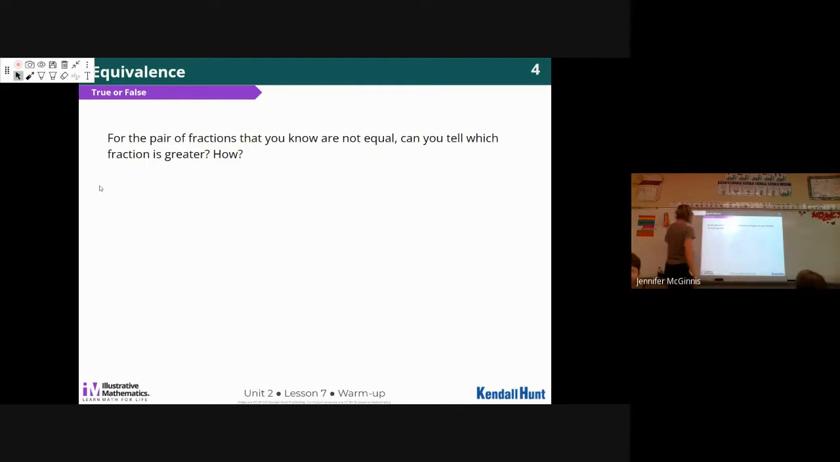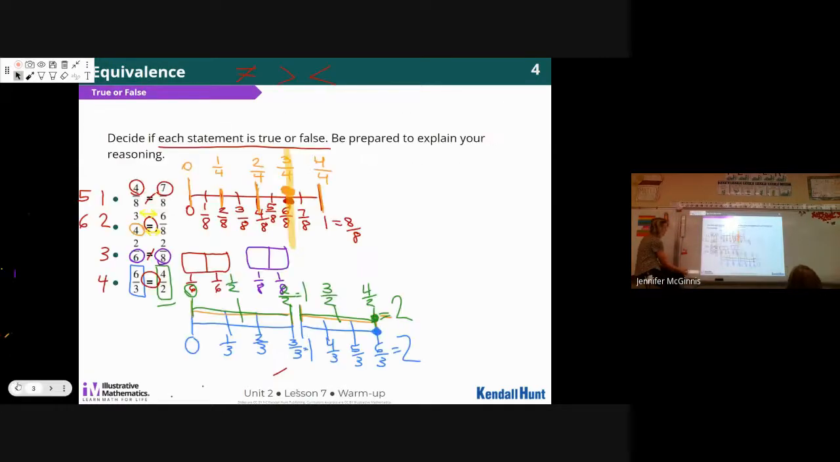For the pair of fractions that you know are not equal, can you tell which fraction is greater? How? So let's go back. These ones are not equal and these are not equal. Can we tell which one is bigger? Yes. How can we tell? Because one of them has 2 lines and one of them has a cross. Right, but can we tell which one is bigger, 4/8 or 7/8? Yes, because if the denominators are the same, we have to look at the numerator and see which one's bigger. Very good.